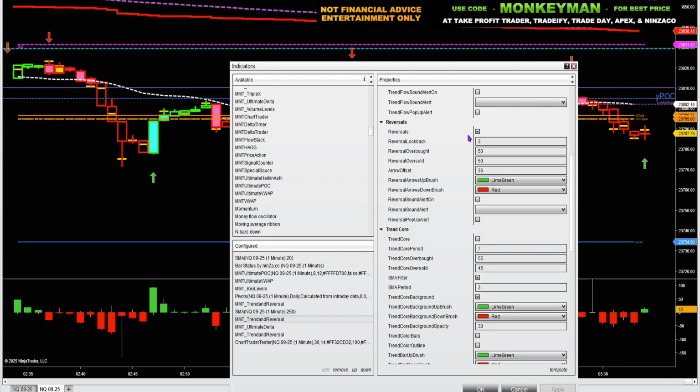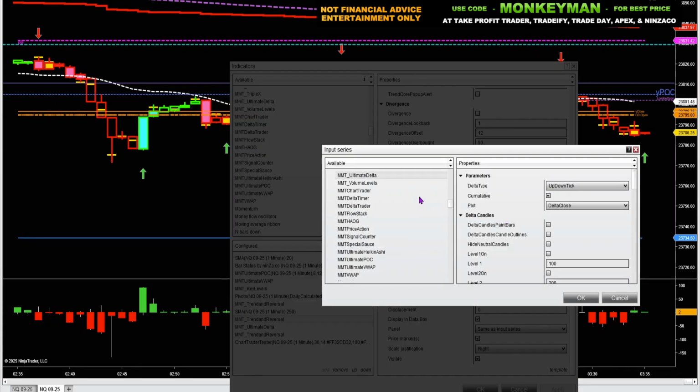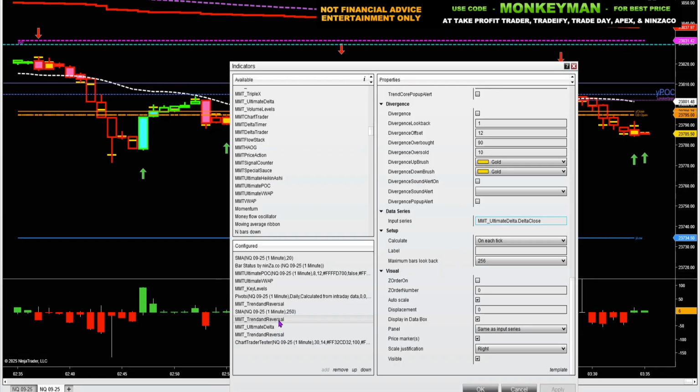I've got the reversals activated with some very special settings, very specifically tailored to the cumulative delta and what I'm trying to achieve from the cumulative delta input. Got a reversal look back of 3, overbought, oversold of 50 and 50. And this is using an input series of the MMT ultimate delta in cumulative mode. So if you've got the trend and reversal and the ultimate delta, you can get these arrows on your chart.